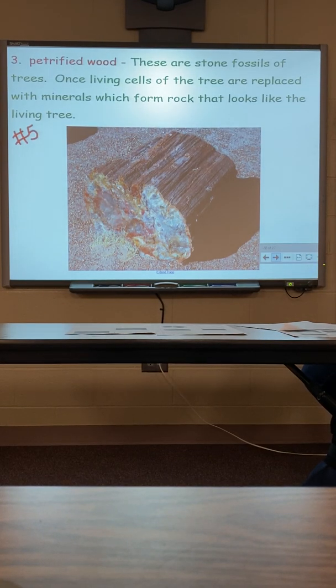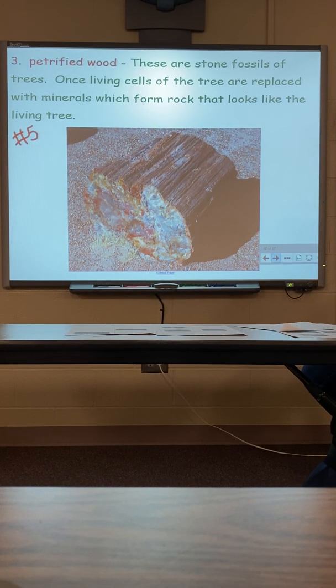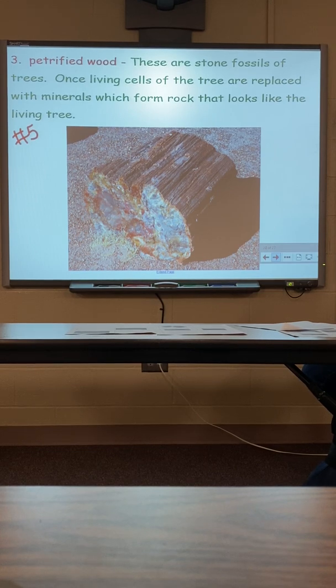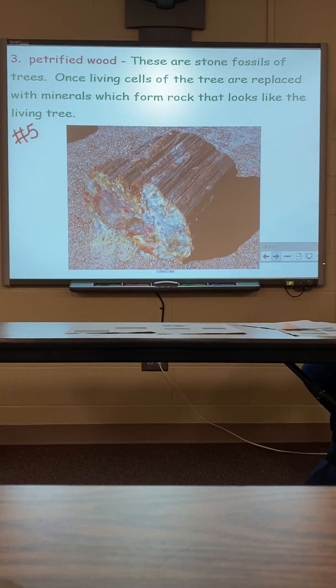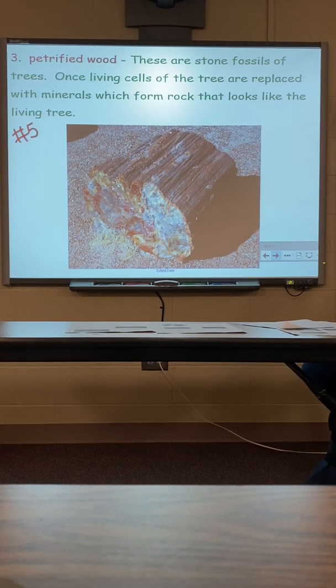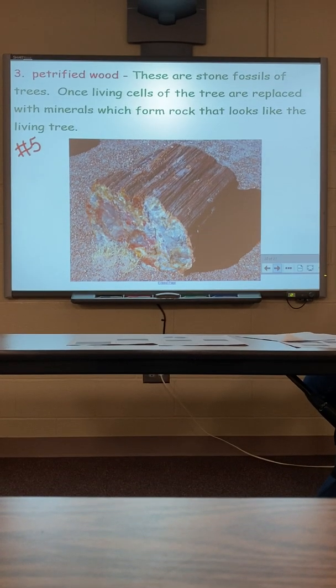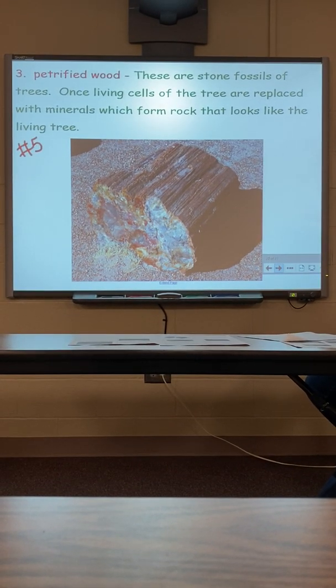Okay, number 5 on your study guide is petrified wood. A lot of you have probably seen petrified wood. This is a beautiful photograph of one of the big logs that happens to be in the Petrified Forest in Arizona, and I'm so excited because I'm going to get to go see it this summer. Oh, I'm jealous. I want to go there so bad. All right, these are stone fossils of trees.